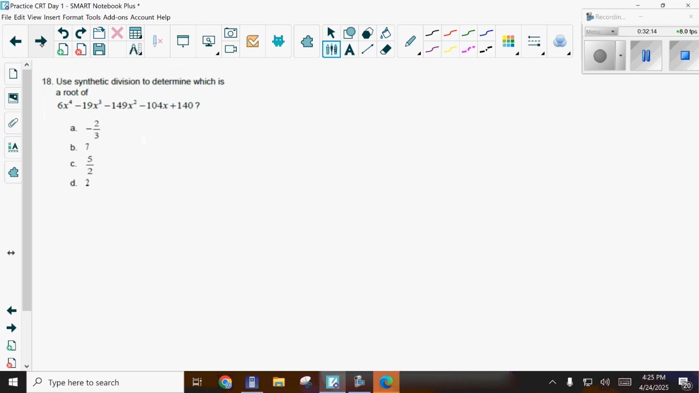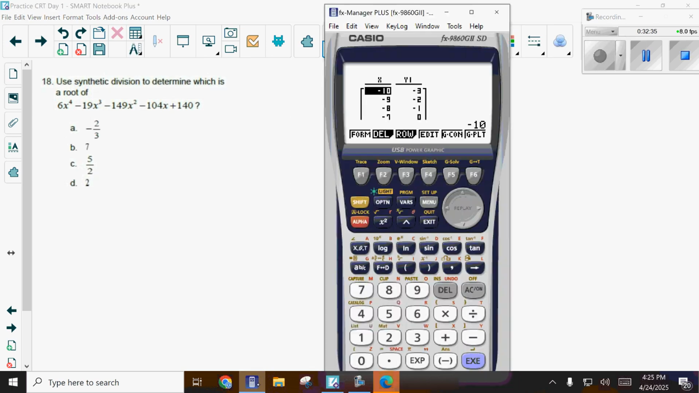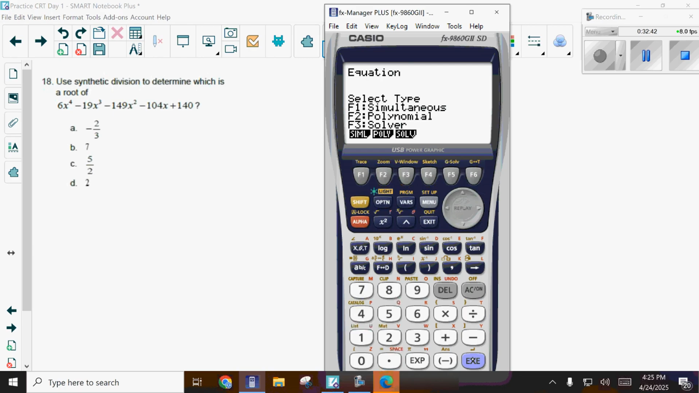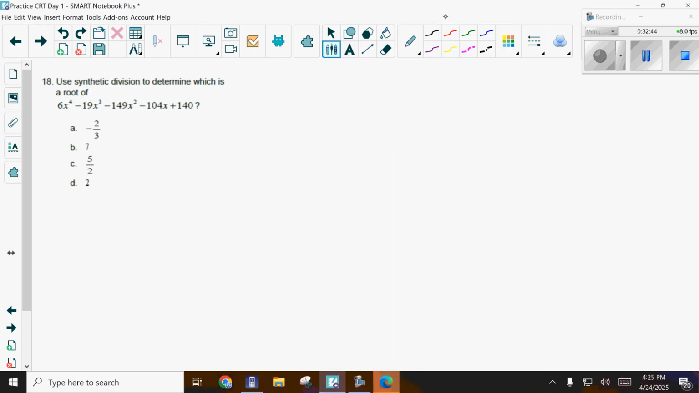Number 18 says use synthetic division to determine which is the root. Now there's a lot of different ways you can do this. You can actually work backwards and just plug it into your calculator. Or you can plug it in, you can do synthetic division with each and every one of those, or you just go into your solver. So if I go into my solver, this will probably be the fastest way to do it. Let me just really quickly explain what I'm talking about. I keep saying stuff and I'm not writing it.